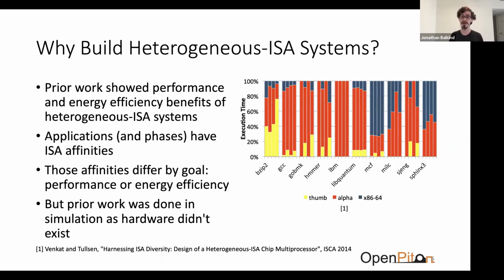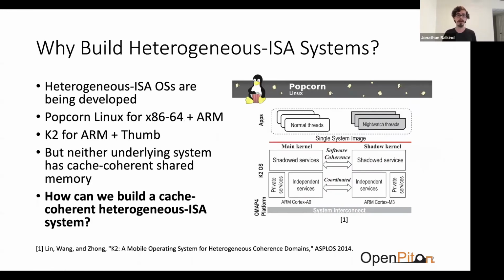because there isn't actually any hardware out there that can give you a fine-grained, high performance, low latency, cache coherent fabric for cores of different ISAs. And so instead, systems people saw these kinds of results and said, why don't we try and build heterogeneous ISA operating systems with the hardware that we do have available? And so there's a couple of different examples here.